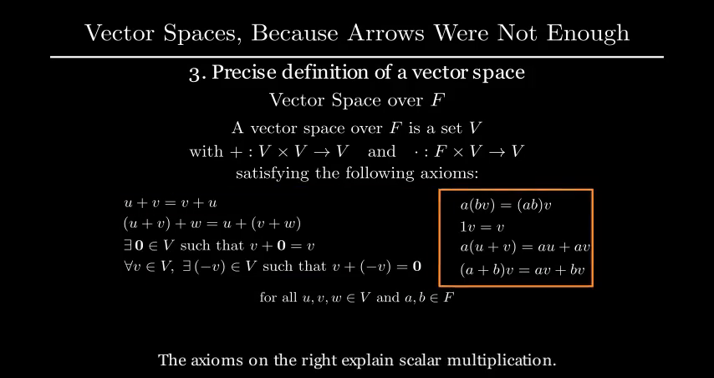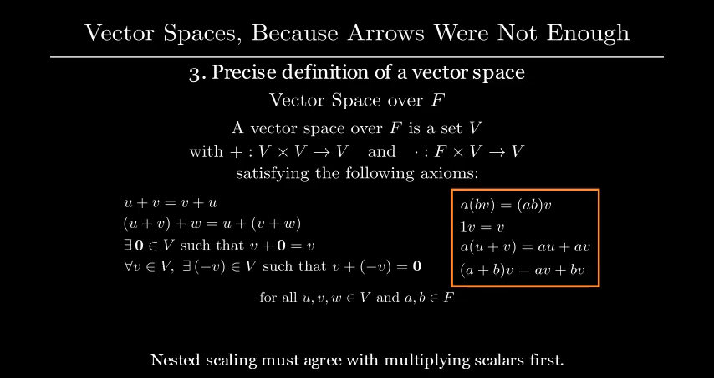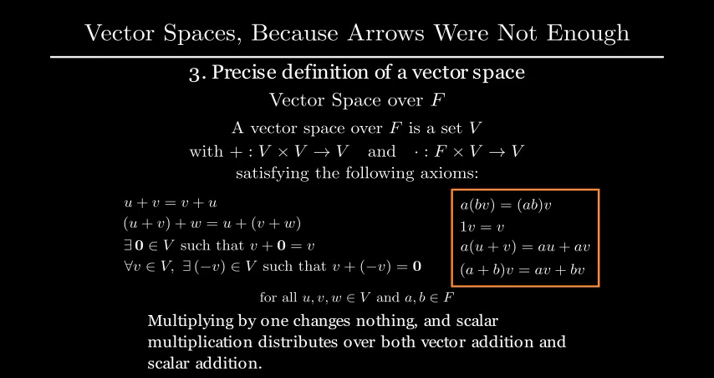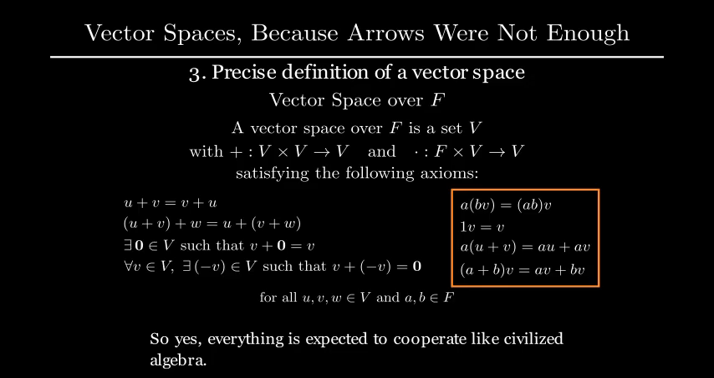The axioms on the right explain scalar multiplication. Nested scaling must agree with multiplying scalars first. Multiplying by 1 changes nothing. And scalar multiplication distributes over both vector addition and scalar addition. So yes, everything is expected to cooperate like civilized algebra.